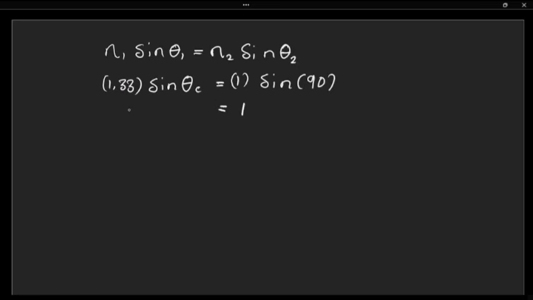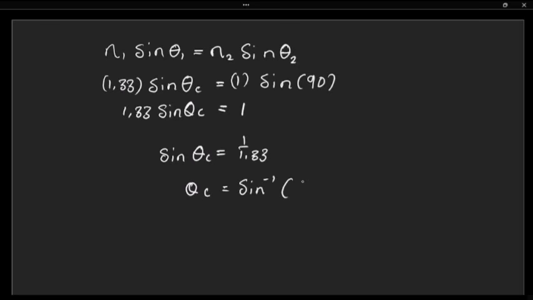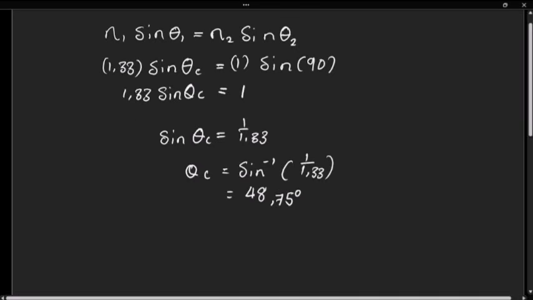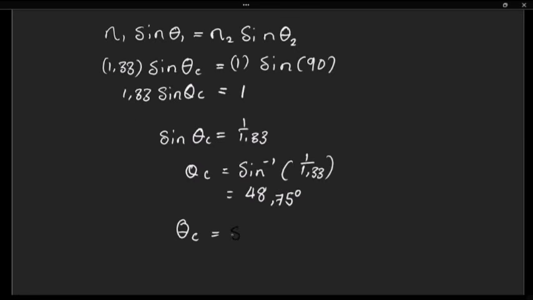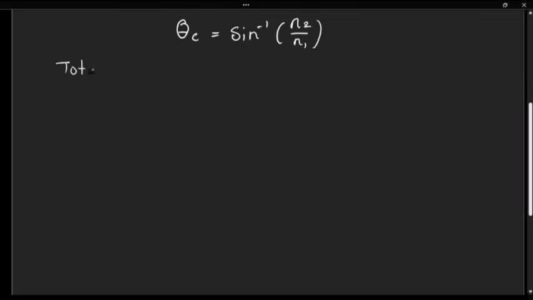So you just solve for the critical angle. Sine 90 makes 1. So we divide both sides by 1.33 to give us sine theta c equals 1 over 1.33. You take the inverse of sine, which at the end will give you the critical angle to be 48.75 degrees. But in a simpler way, the critical angle is equal to the inverse of sine of n2 divided by n1. Let's move to total internal reflection.